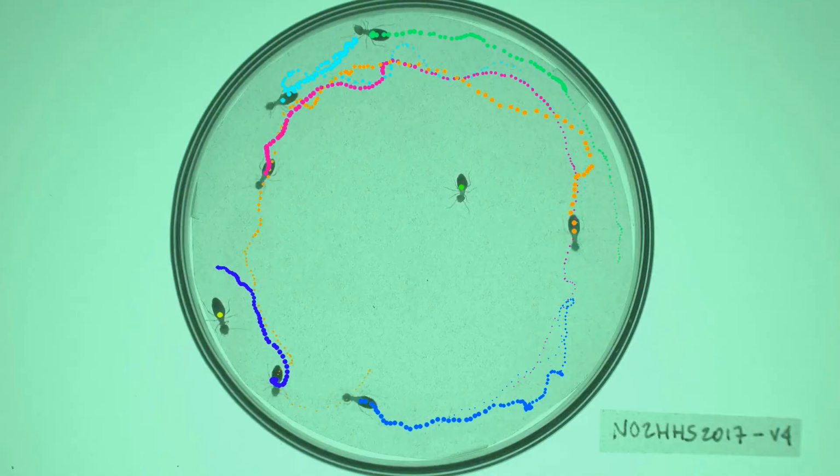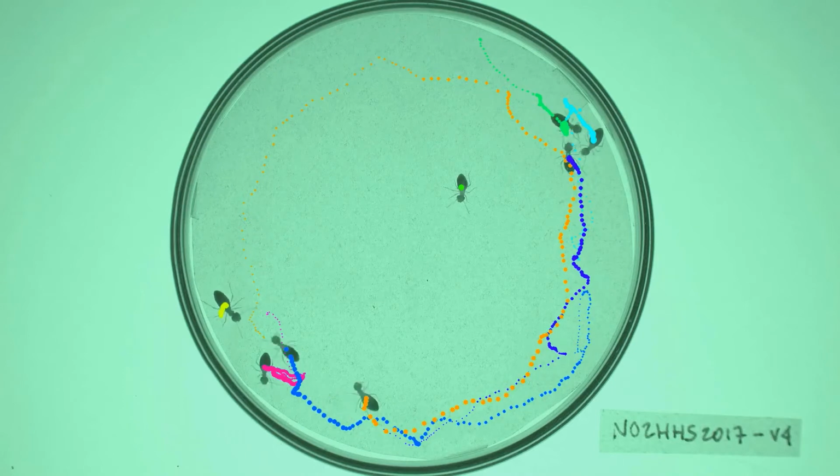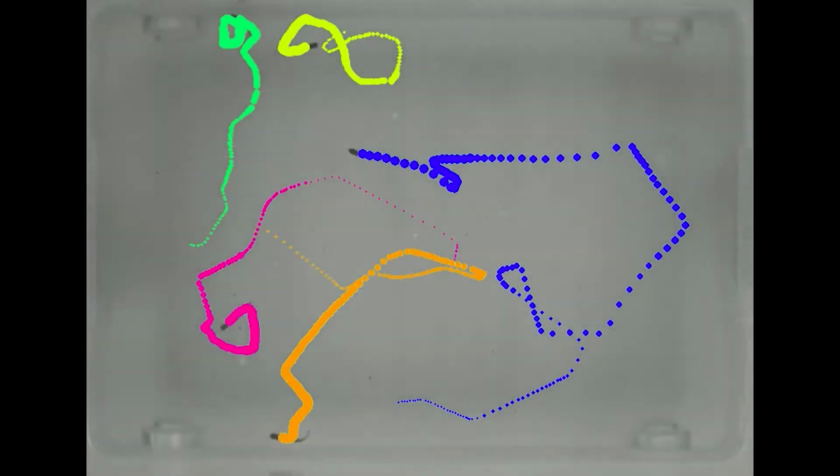TRACKTOR can keep identities in simple situations, but as soon as there are crosses or occlusions in the field of view, then TRACKTOR cannot deal with that. So we can still track many individuals if they cross each other, but we cannot maintain identity.